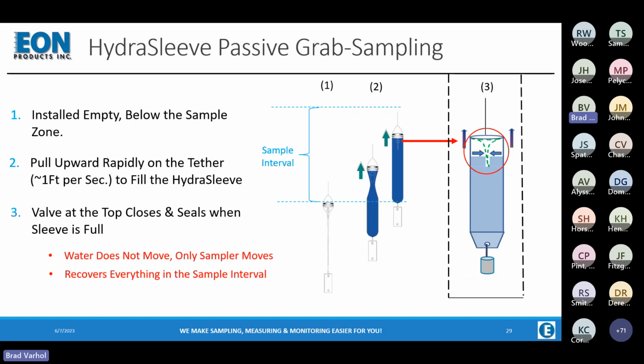Because it's a grab sampler, it's recovering the actual water that's in the well, the aquifer water that's been refreshing the well, and everything in that sample. So if you have dissolved or suspended materials, anything in that interval is captured. And because we're capturing the sample and then instantly removing it, what we're seeing is an instantaneous snapshot at the sample interval.